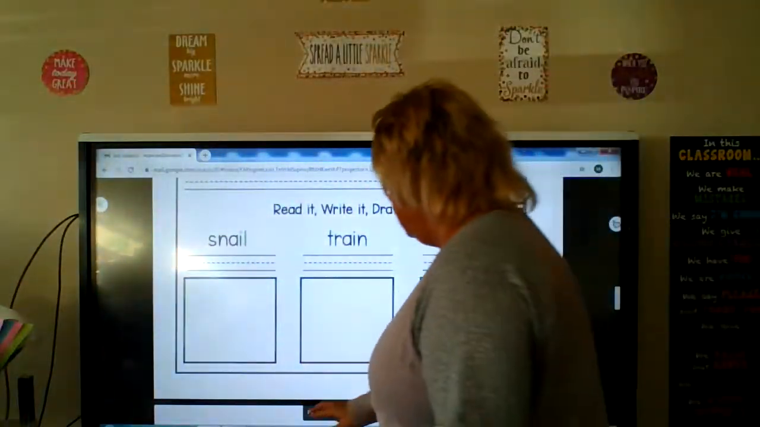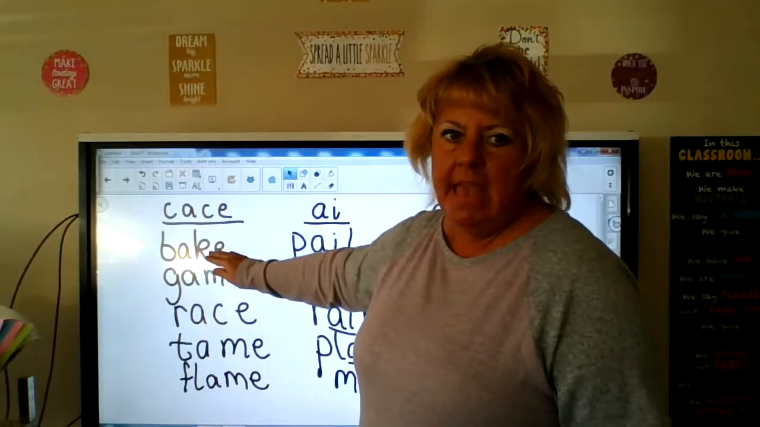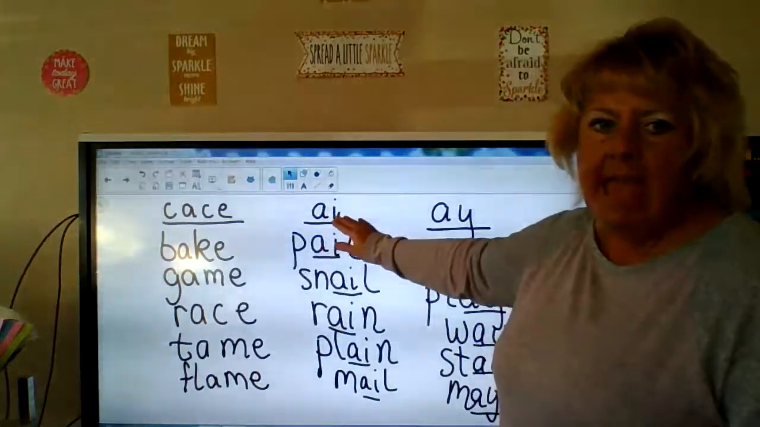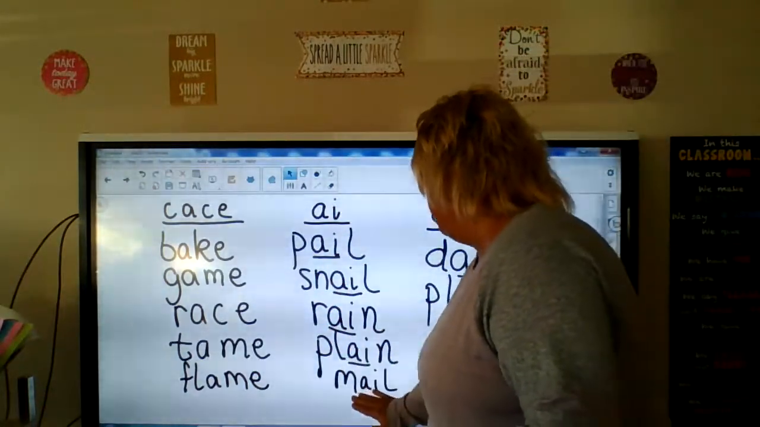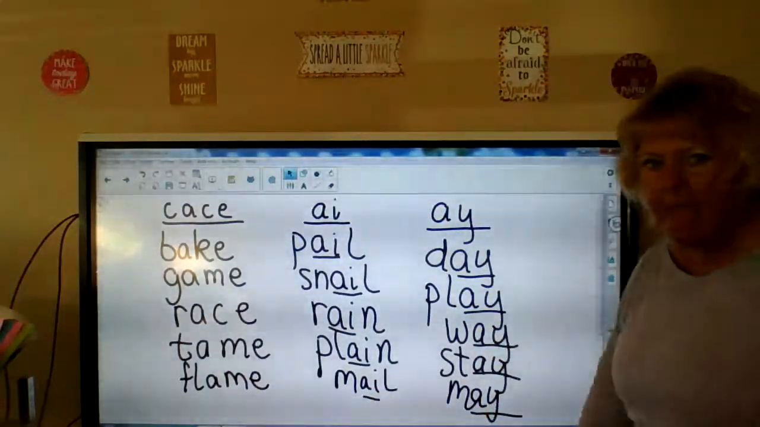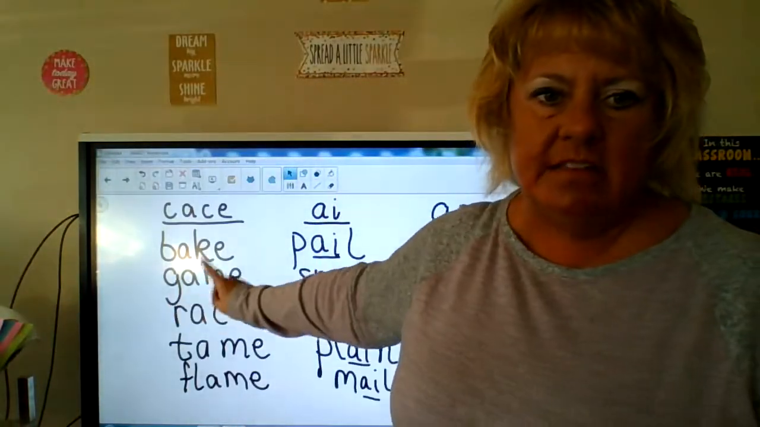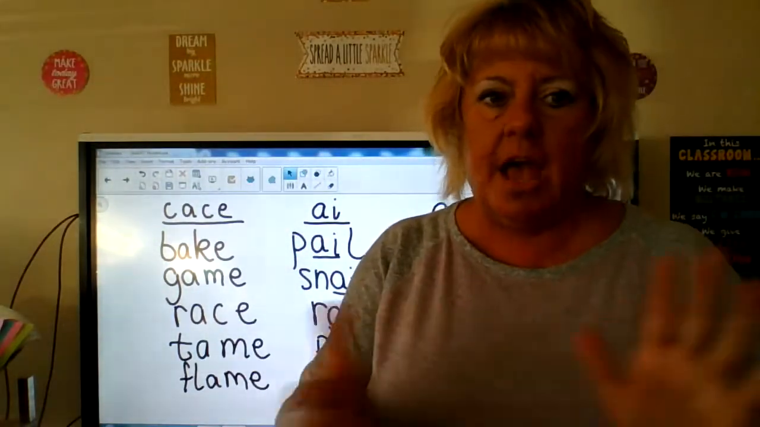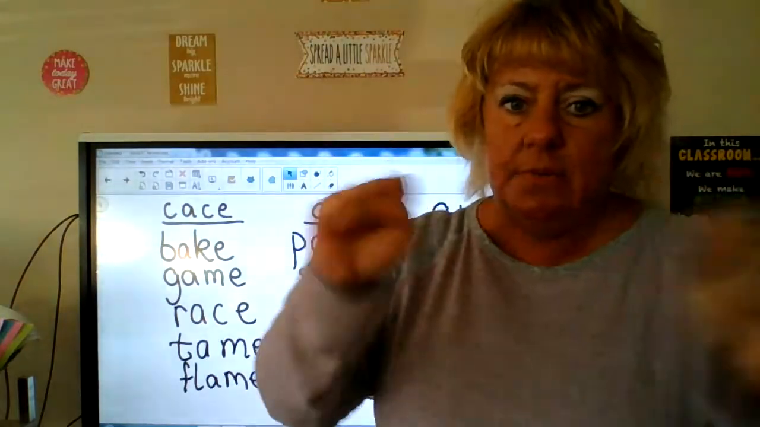Let's go back one quick. Let's read these one more time. Bake, game, race, tame, flame, AI, pale, snail, rain, plane, mail, AY, day, play, way, stay, may. Okay? All right, 3 ways to make A. Consonant, vowel, consonant, E, AI, AY. All right, good job. Make sure you upload those papers, send them to your teacher, and read, read, read, read, read.